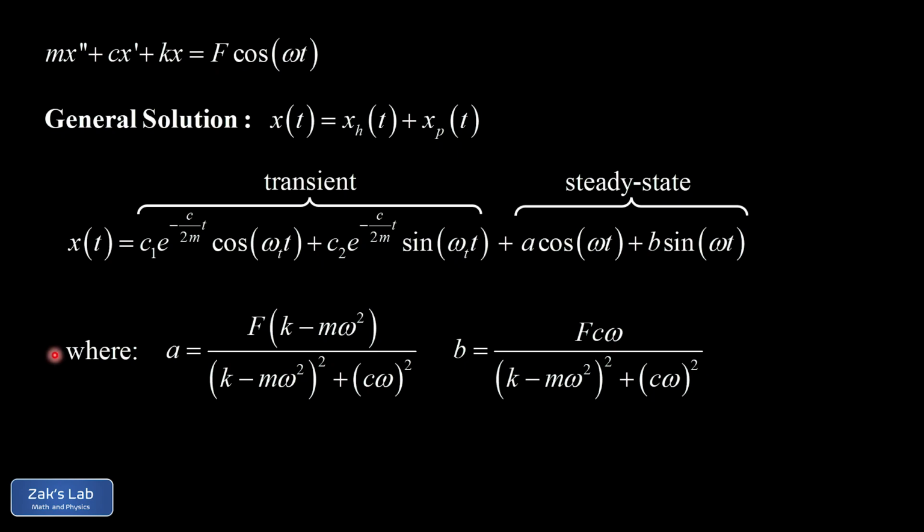And just a reminder at the bottom here, the coefficients in that steady state solution are given by these two ugly expressions for a and b. So that's the general solution of the underdamped driven oscillator. But we're really interested in looking into the long-run frequency response of this oscillator. In other words, we want an expression for amplitude as a function of driving frequency. So we need to take a closer look at that steady state solution.